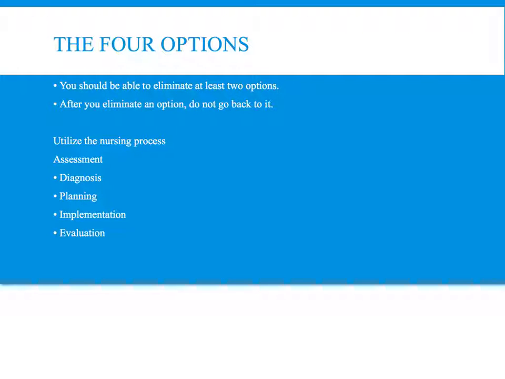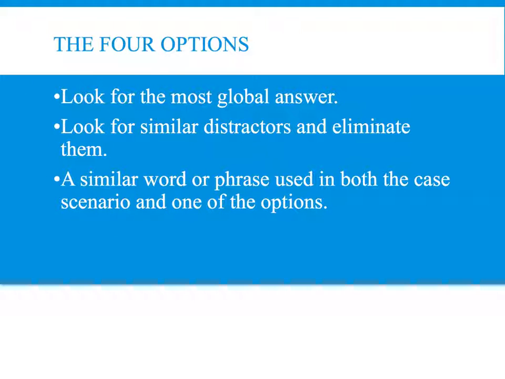And then utilizing the nursing process, which is assessment, diagnosis, planning, implementation, and evaluation. If the question is asking you about assessment, then you should pick an assessment answer. And in the next few slides, we have some tips on that as well. Again, some more tips for picking the most correct answer. Look for the most global answer. By that they mean picking the answer that answers all of the question most accurately. And I've got some examples of that that will help understand that.